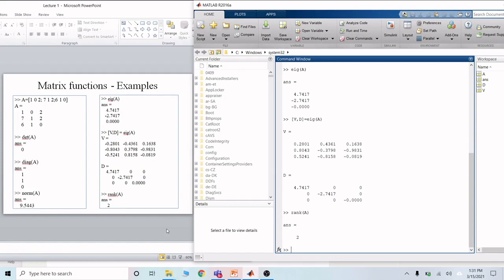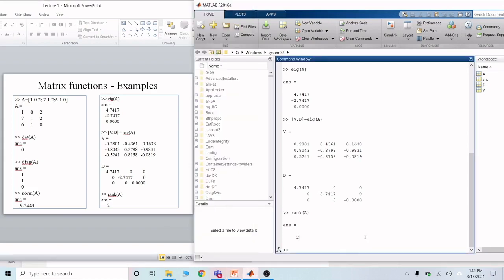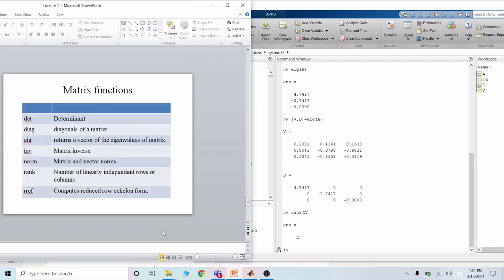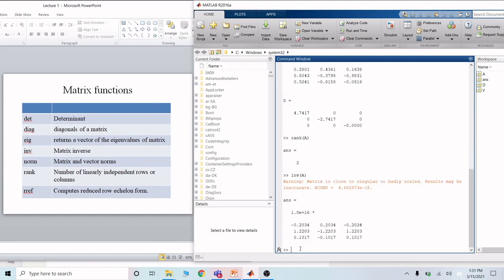Okay. Now we have used all the functions: DET, DIAG, EIG, INV. INV of A gives a warning here. Okay. The INV is this.